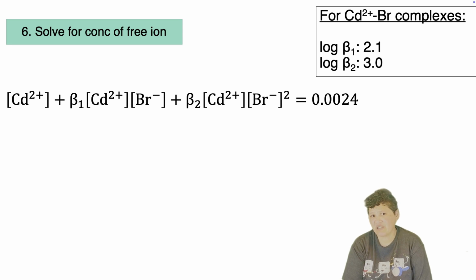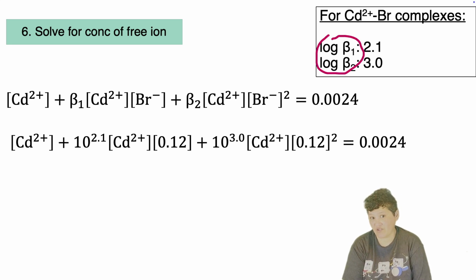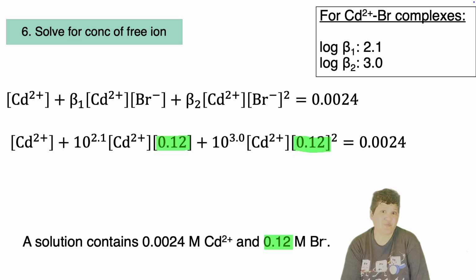Now we're going to take that equation that we just generated and plug in the numbers we know. Remember that the values given here are not our actual beta values, but rather the log of beta. So those are going to be the exponents in our equation. We can also assume that the concentration of our ligand will not change significantly, so we can take that concentration from the problem and substitute it in here.